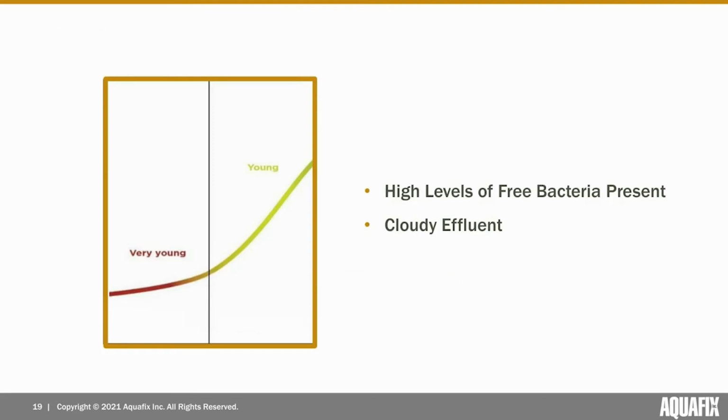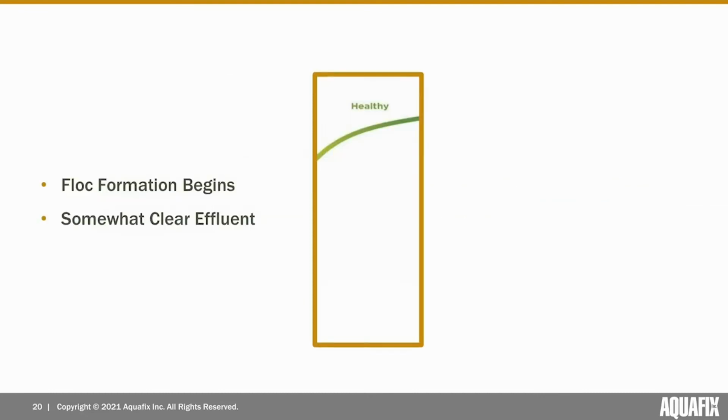At a young sludge age, high levels of free bacteria will be present, thus resulting in low levels of settling and a cloudy effluent. This is because bacteria need adequate retention time to begin the floc formation process. As sludge age becomes older, we begin to see floc form as free bacteria reduce nutrients, grow, and release flocculating agents. Bacteria are now able to begin settling, and there will be a less turbid effluent.